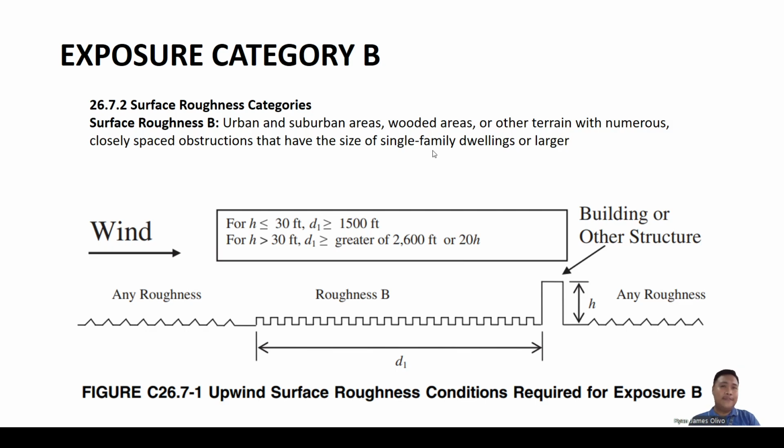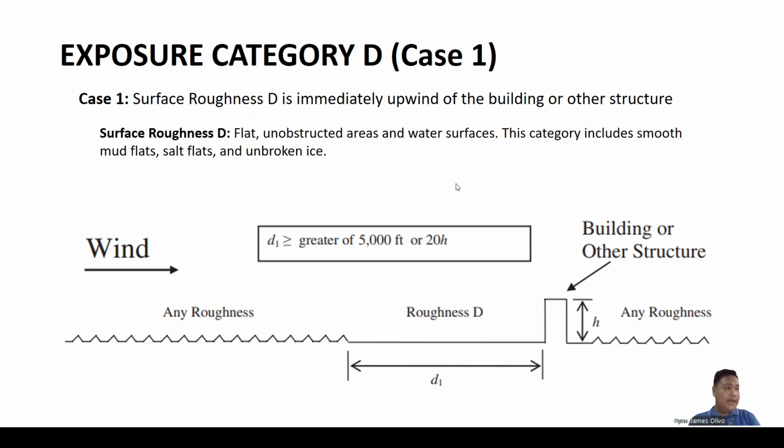So what if it does not fit, or what if it does not follow this one? There are other categories like category C and category D. But first, let's go to category D. In category D, we have two cases. The first case is for this roughness. As you can see here, the representation created by ASCE is just that there is no obstruction. So exposure category D is something like open or unobstructed. If I can define category D in one word, it means open or unobstructed. So what is this roughness D?